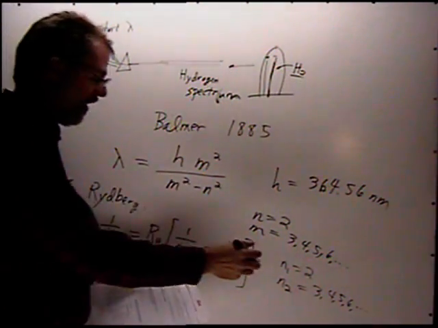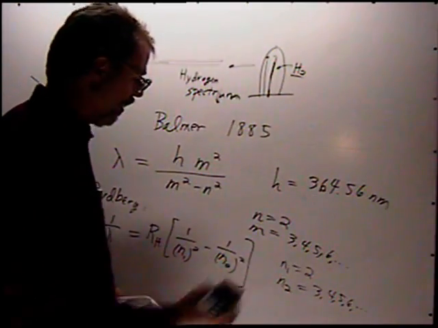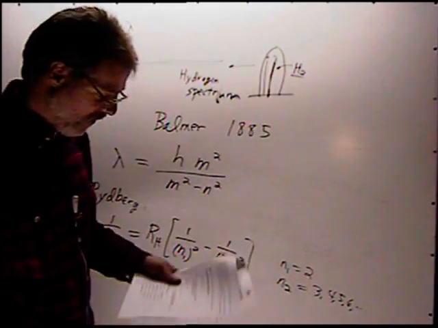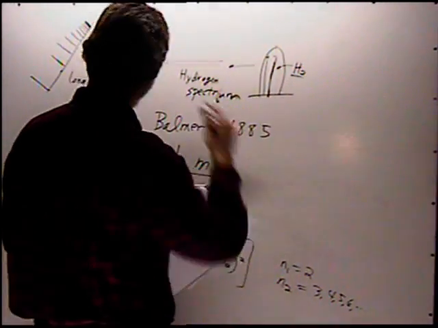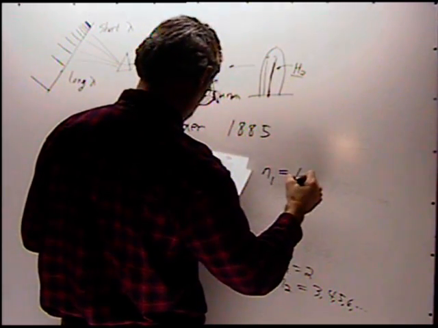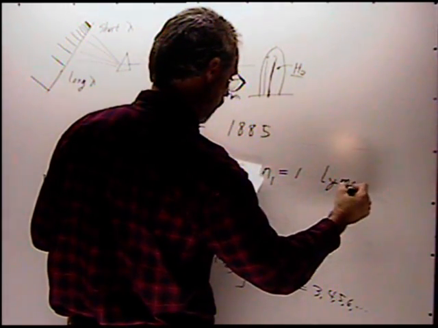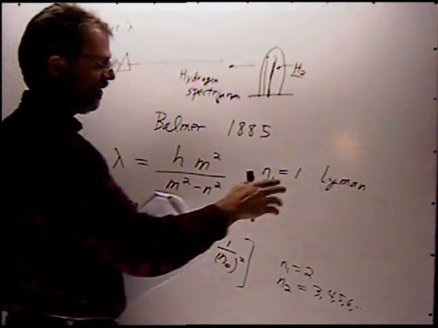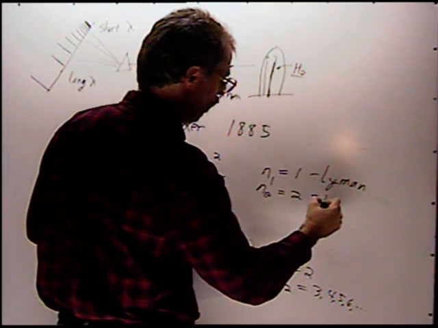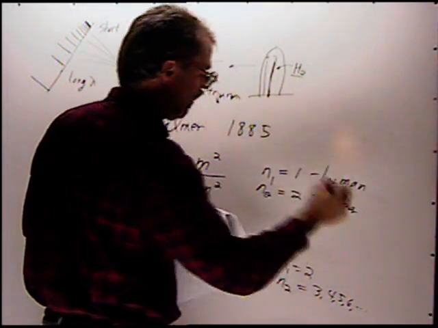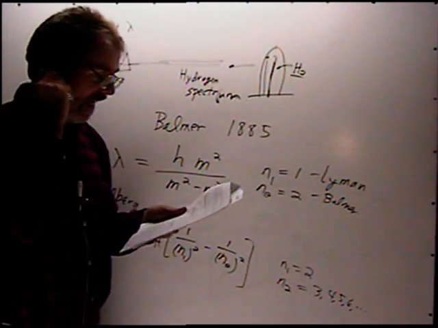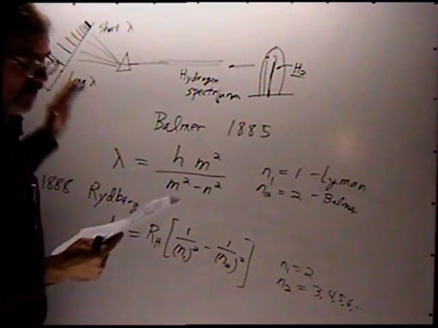Now it turns out when you have n1 equals 2, there's a whole series of these lines. When n1 equals 1, we had what's called the Lyman series of lines, the hydrogen lines. When n1 equals 2, that was the Balmer series, and so on. There are different series that different physicists actually observed in the laboratory.